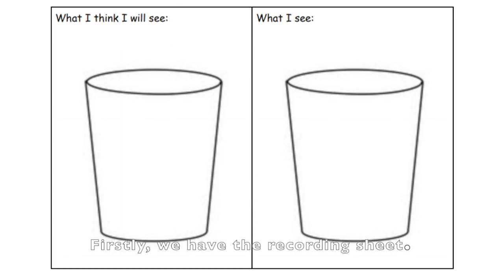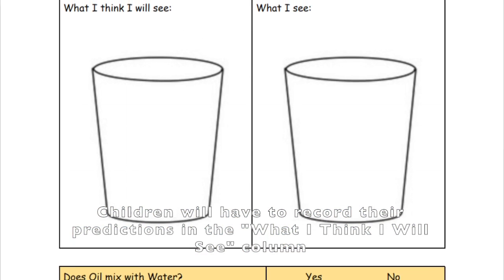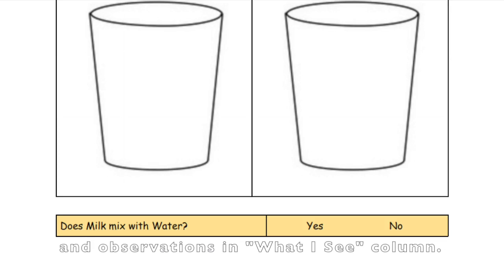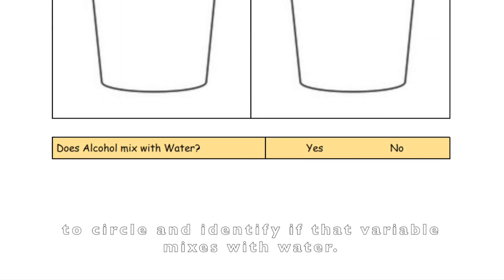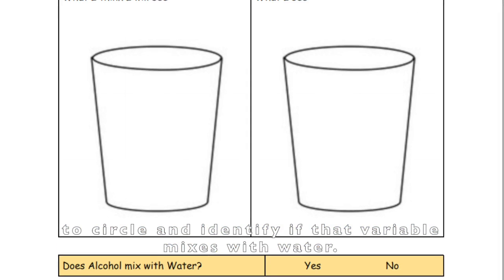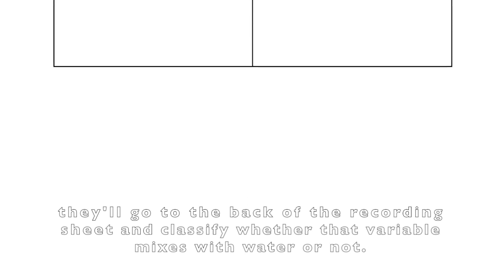Firstly, we have the recording sheet. The children will have to record their predictions in the "what I think I'll see" column and observations in the "what I see" column. They will be given yes or no to circle and identify if that variable mixes with water. Once they are done experimenting with one variable, they go to the back of the worksheet and classify whether that variable mixes with water or not.